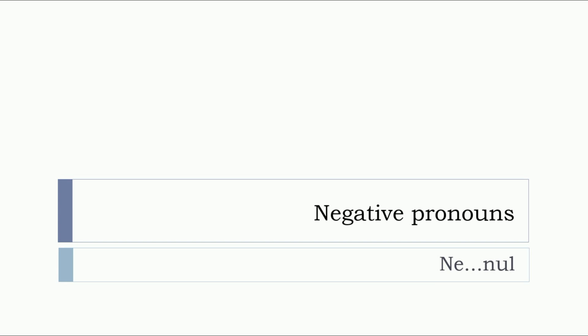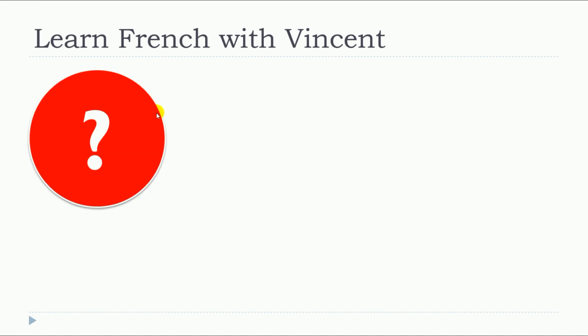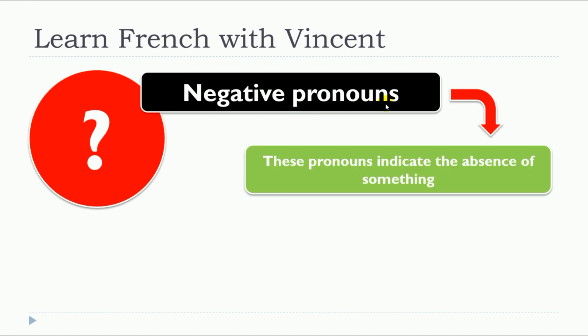In this lesson, we will see together the negative pronouns, but more precisely, ne, nul. So the first thing that we need to define is the negative pronouns. These pronouns indicate the absence of something.